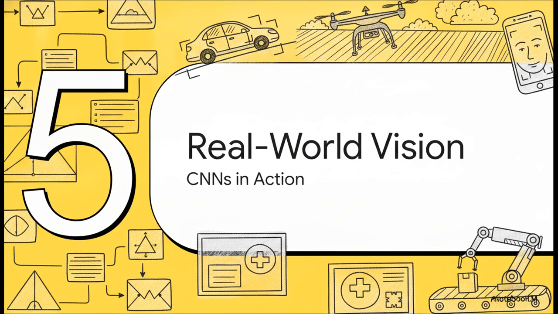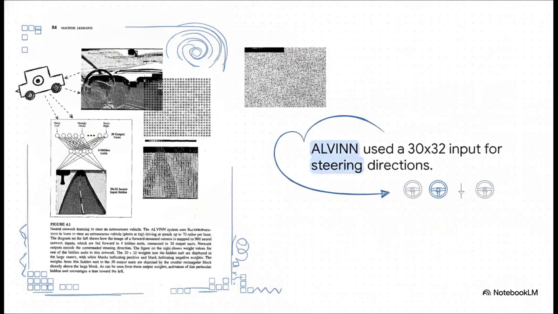Which leads perfectly into Part 5, Real-World Computer Vision. This isn't just theoretical math happening in a vacuum. The application of CNNs has fundamentally reshaped our society. And the roots of this go back way further than you might think. Take Alvin, for example. This was an autonomous vehicle project from Carnegie Mellon University back in the 1990s. The network input was an incredibly simple 30 by 32 pixel grid from a tiny camera mounted on a vehicle. That raw pixel data fed directly into hidden layers, which mapped straight to output units representing steering directions: sharp left, straight ahead, or sharp right.